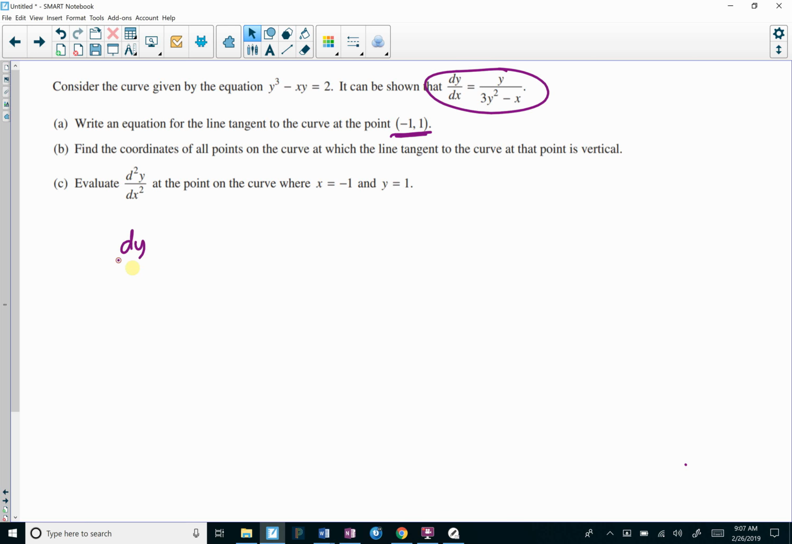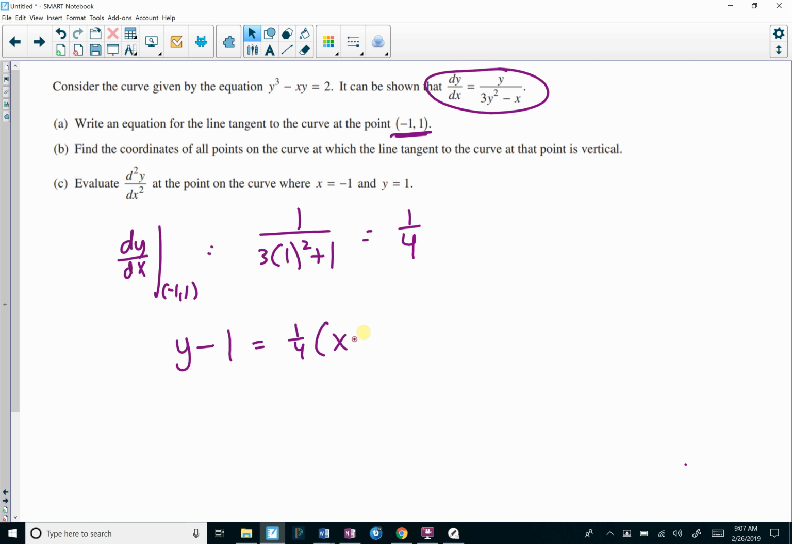So let's take dy/dx and evaluate at the point (-1, 1). If I plug that in, I get 1 over 3 times 1 squared minus negative 1. That should give me 1/4. Okay, so my tangent line is y minus 1 equals 1/4 times x minus negative 1.